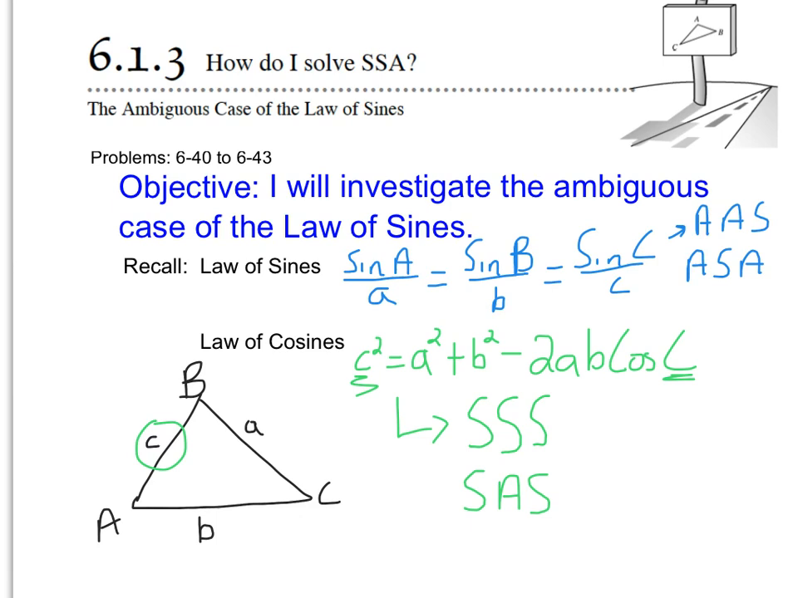Now, if you think about it, what's missing here is, what about a side-side angle description in a triangle? That's what we're going to try to investigate today, because it does lead to a very unique situation, which we call the ambiguous case of the law of sines.